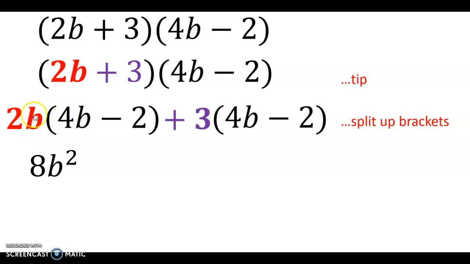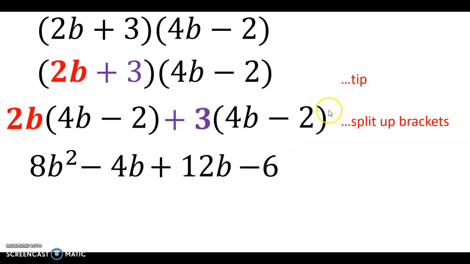So 2b by 4b, so 2 by 4 is 8, b by b is b squared. 2b by minus 2, be careful here, plus by minus, unlike signs give minus, and 2 by 2 is 4, so 2b by 2 is 4b. 3 by 4b, that's going to be 12b, and 3 by minus 2, again, plus by minus is minus, and 3 by 2 is 6, and that's removing the brackets.